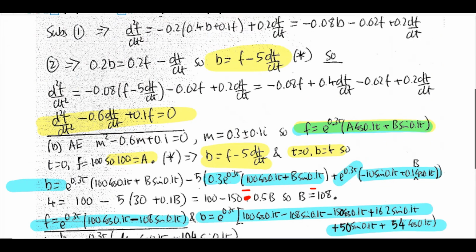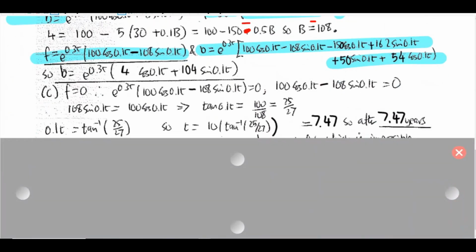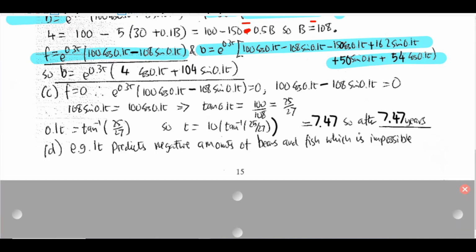Now, the final bit you're asked to do is to give a criticism of the model. There are various criticisms that you could use, but one is related to what we have just done. We have worked out the time at which the fish population becomes 0. According to the model, after the fish population becomes 0, it will become negative, and that's impossible. So here is my solution. It projects negative amounts of fish, and also negative amounts of bears, which can happen because you've got an exponential times the trig function, and that is impossible.